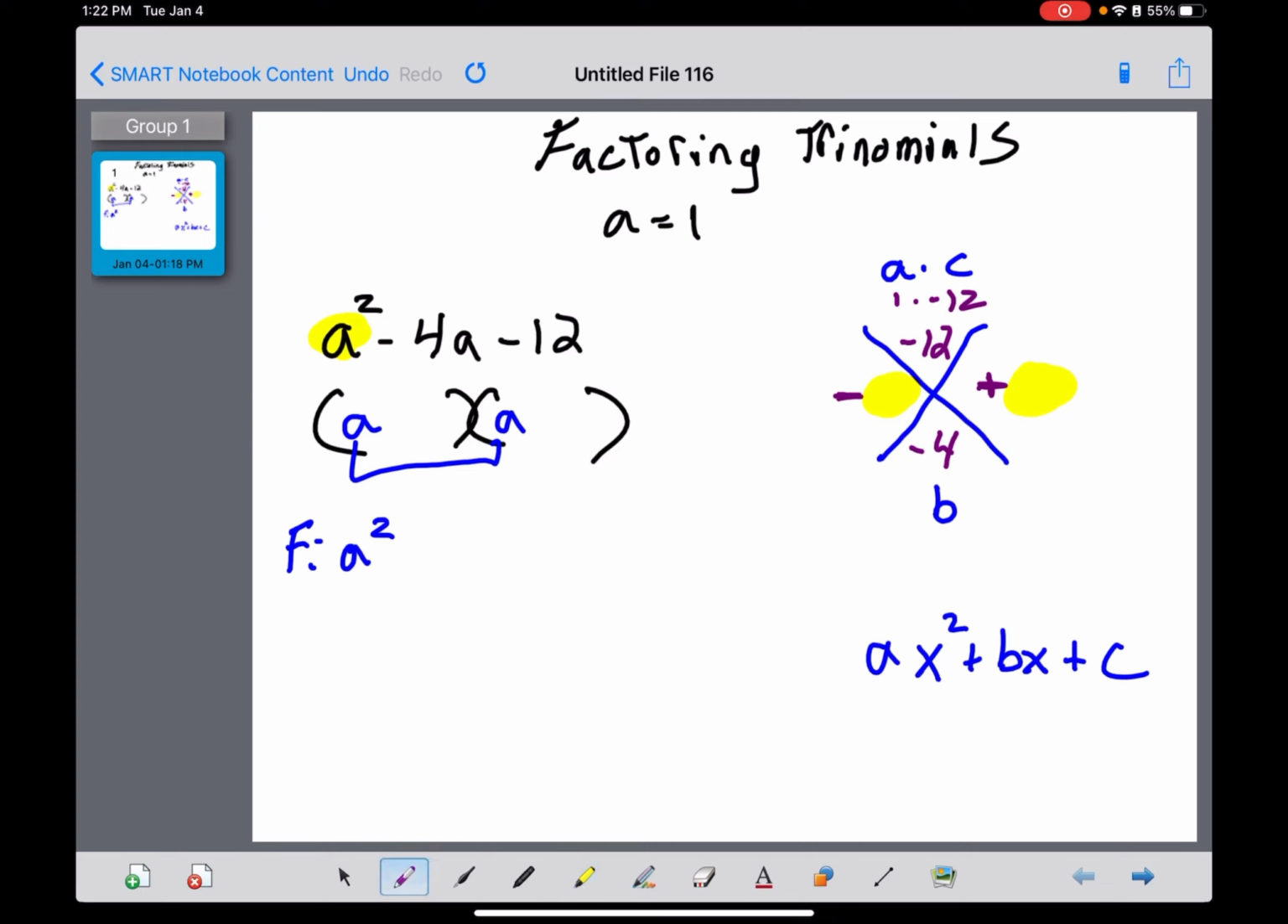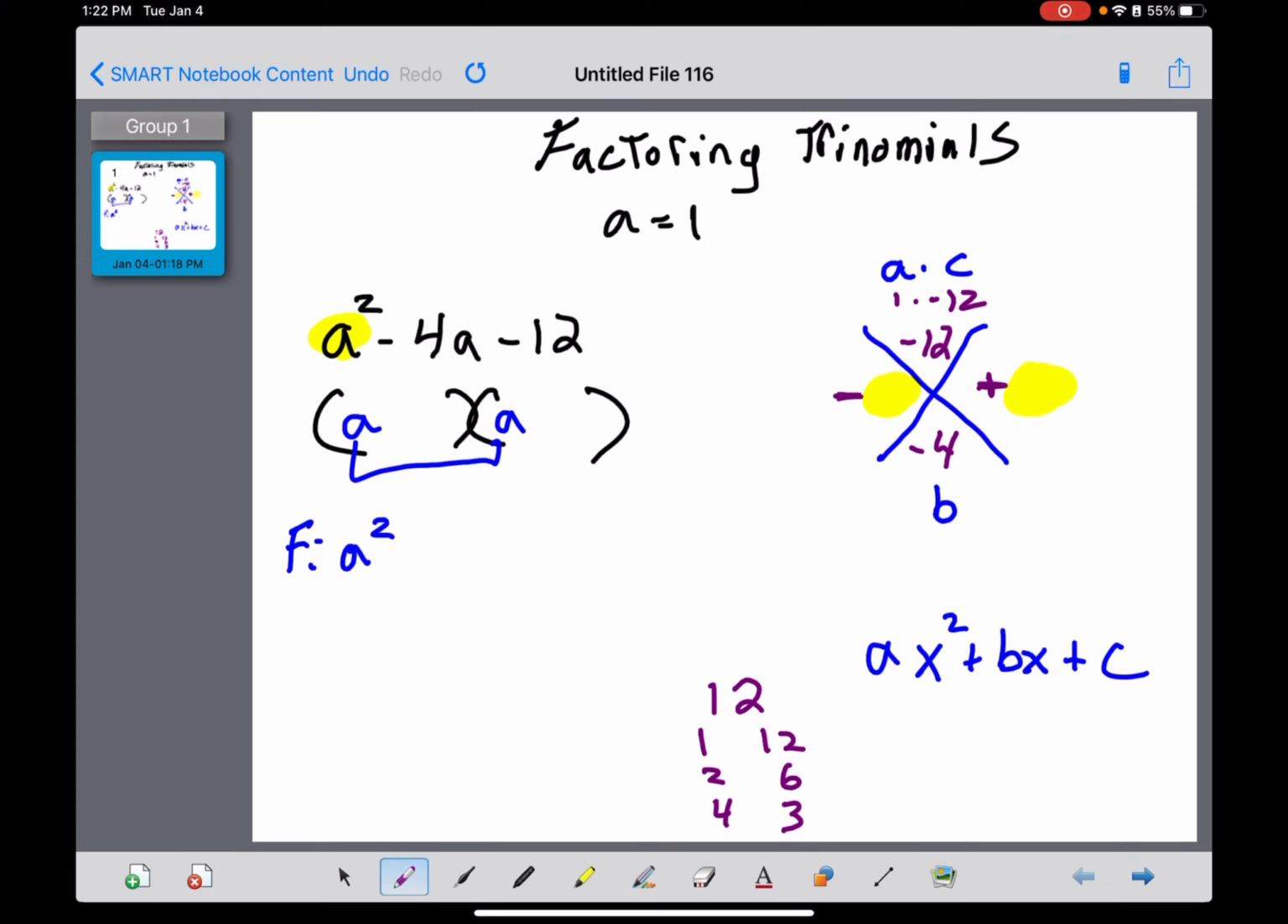Well, where do those numbers come from? Those numbers come from taking 12 and looking at the different factors of 12. In other words, what 2 numbers when multiplied together are 12? And you could go and list them. 1 times 12 is 12. 2 times 6 is 12. And 4 times 3 is 12. Okay? So we've got those different factors of 12.